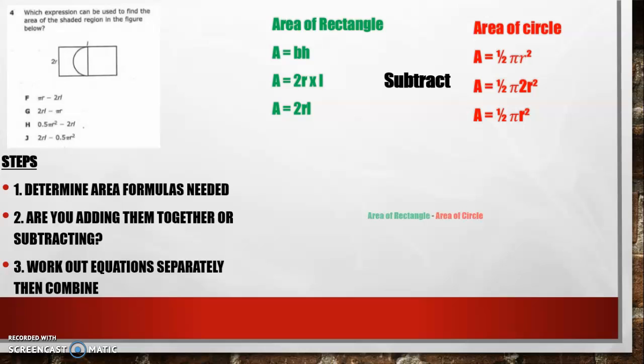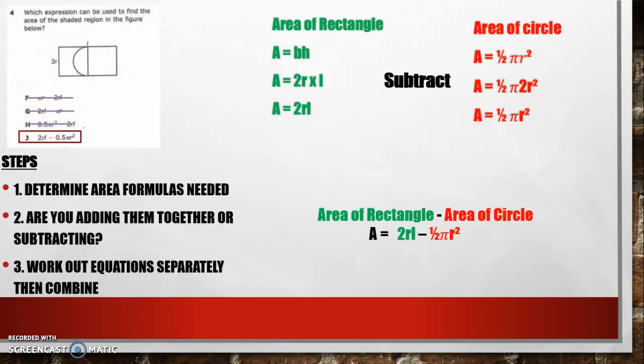Okay, now we put them together. So area of my rectangle, which was 2rl, minus the area of my circle, I'm going to end up with this. And as you can notice, that's one of your answer choices. So your answer is J. Okay, all right, if you have any questions, let me know.